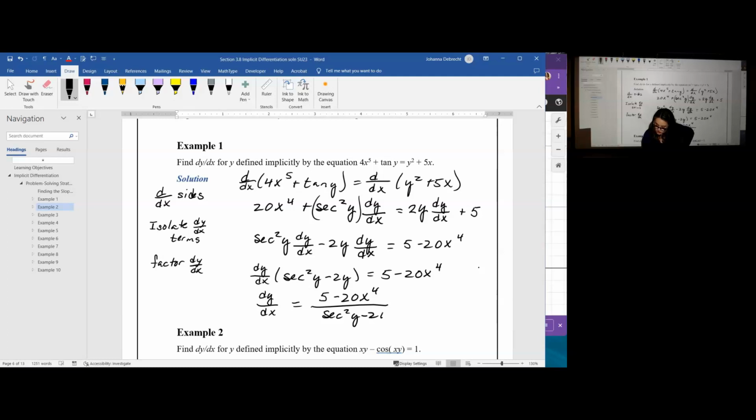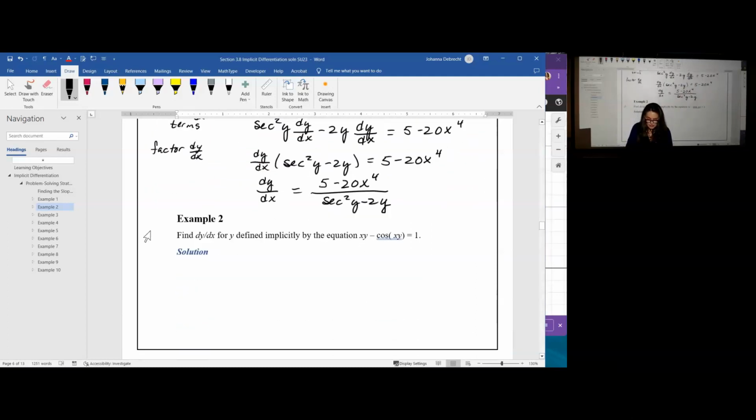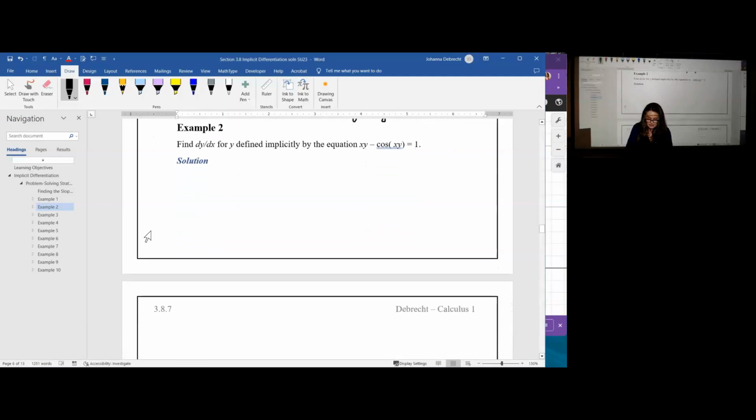If I want to use this formula to find the slope of the tangent line, I will have to know both the x-coordinate and the y-coordinate at that point. I need more information because it was an implicit equation. Let's now take a look at another example, number 2. We'll work a couple of these together and then I'll start pausing to let you work some of them out on your own.